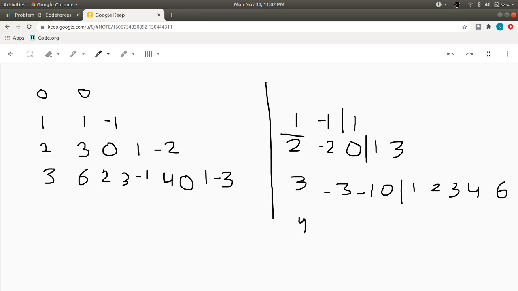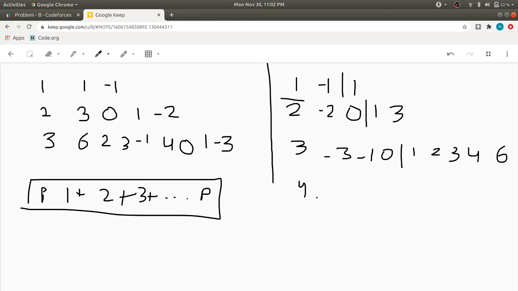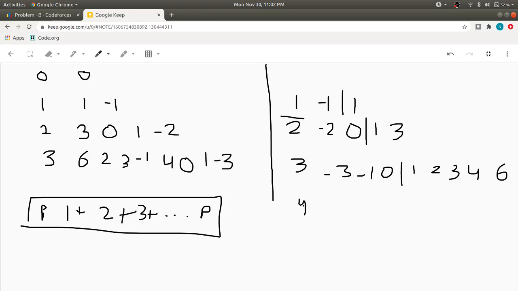Now say I am at the pth jump. For the pth jump, what will be the maximum value? The maximum value will be 1 plus 2 plus 3 plus dot dot dot till p. So for the fourth jump, the maximum term will be 4 plus 3 plus 2 plus 1, which will be 10.